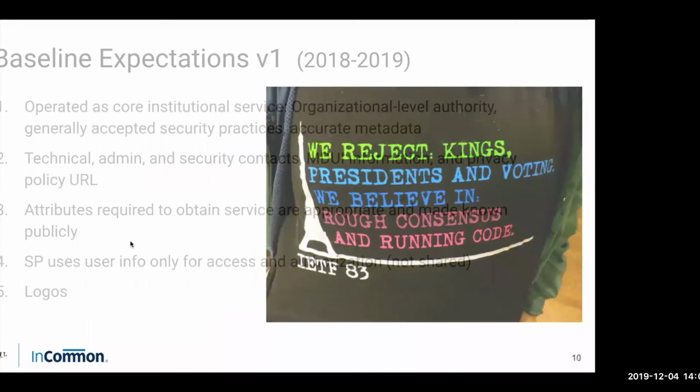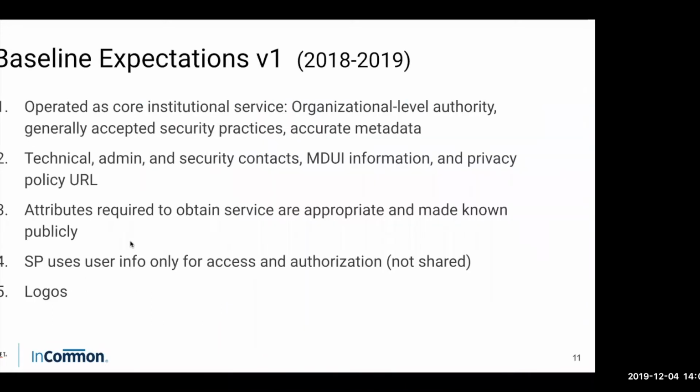So, baseline expectations for version 1, which basically was implemented through 2018 and 2019, are that the services, the participant, identity provider or service providers, are operated as a core institutional service, have organizational level authority, and generally follow accepted security practices. We specifically looked in this version 1 stage at the technical, administrative, and security contacts being in the metadata that's submitted to the Federation.